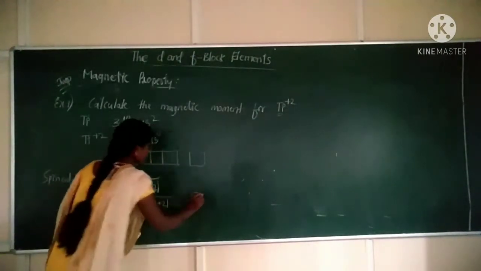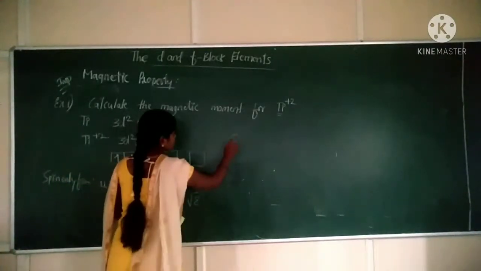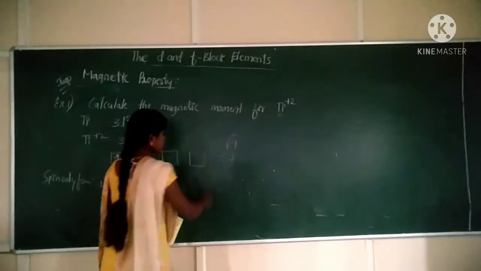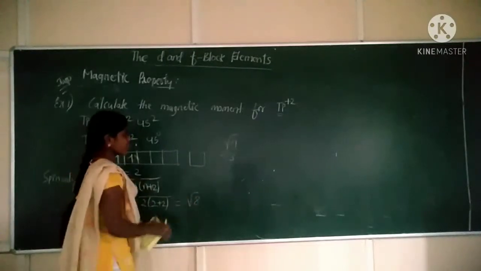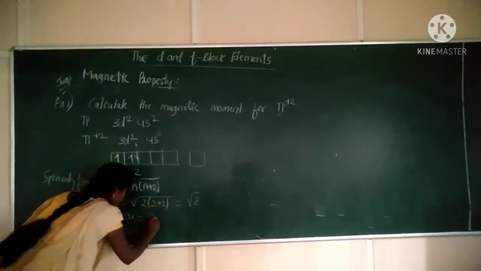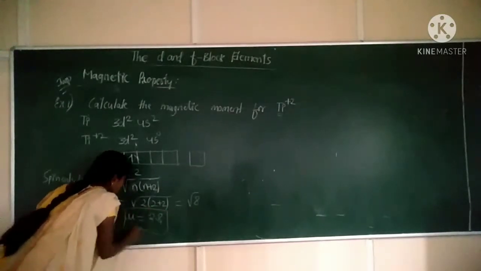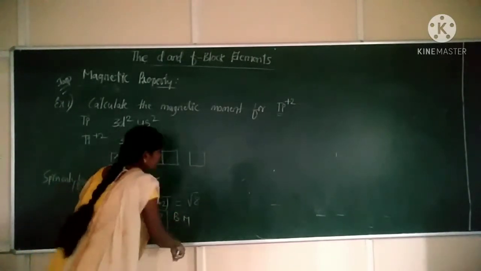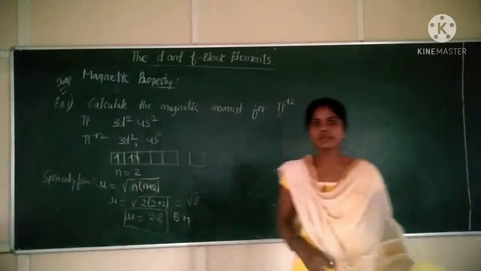We know that the square root of 9 is 3. Here the square root of 8 is there, so the answer should be in the range of 2.8. So mu is equal to 2.8. What is the unit? Bohr magneton. Clear?